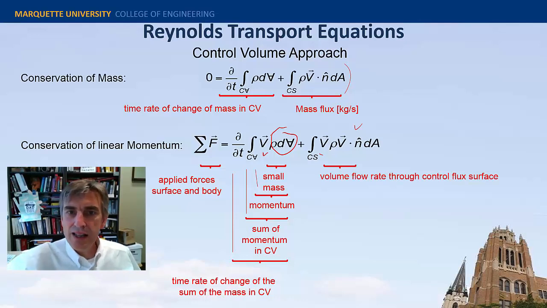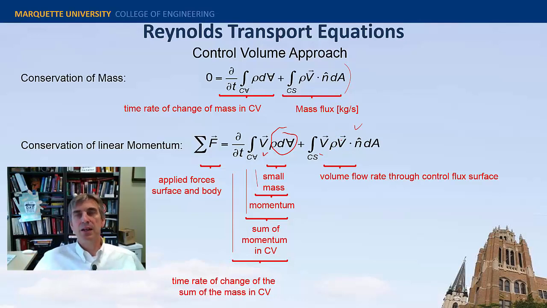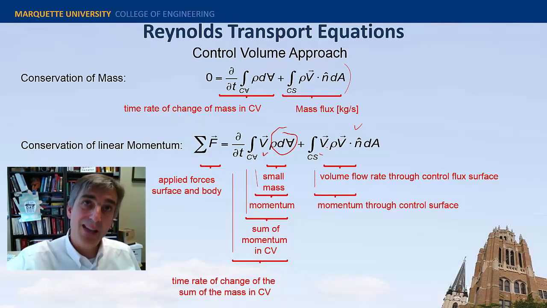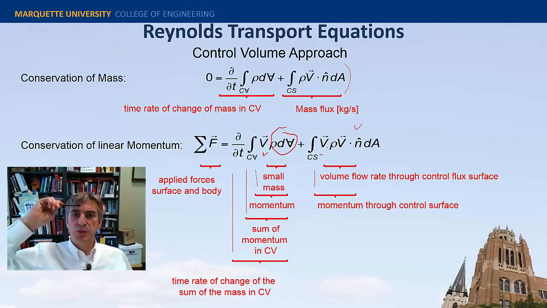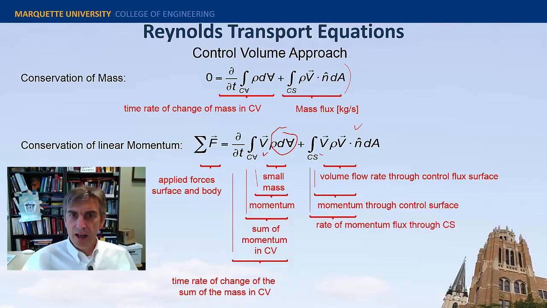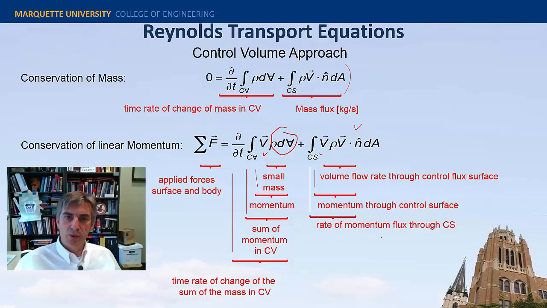All right, what about this guy right here? The second term here, I see that this is the volume flow rate through the flux surface, rho times velocity, right? That has units of volume flow rate through an area. And then that has mass, right? So that's mass flux through an area times velocity. That would be momentum through the control surface. And then I sum them all up. That would be the rate of change of the mass through the control surface.